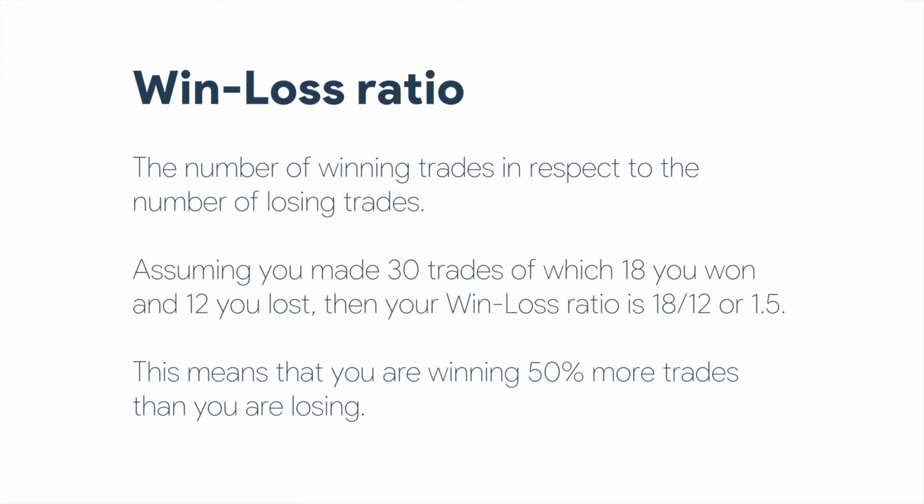You can also easily derive from there your win rate and lose rate. So the win rate is going to be 18 divided by 30, so 0.6, which is 60%, which means that you win 6 trades out of 10. And the lose rate is very similar. It's the number of losing trades, so 12, divided by all the trades, so 30. So it is 0.4, which is 40%. So you lose 4 trades out of 10.